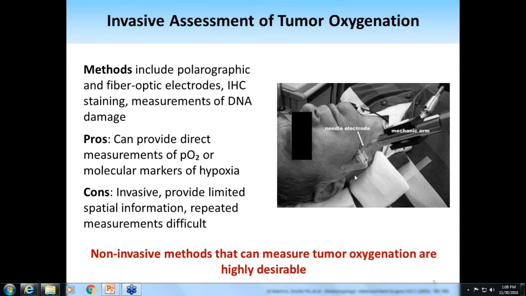First off, since they're invasive, you're less likely to get patient compliance because you have to go into the tumor to receive samples. They only provide limited spatial information because either you're sticking your needle track or you're sampling just one specific region or only a few select regions inside the tumor. So you're not getting the full distribution of hypoxia within that tumor. As a result, this makes repeated measurements difficult because you really can't go back in over again to measure the tumor oxygenation. And even more, you can't really go back into the same spot and see what's going on in that same spot over time. So there's really this desire to shift towards non-invasive methods which can measure tumor oxygenation.